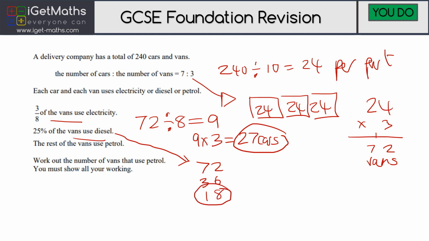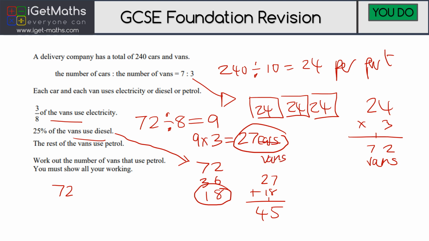So now we're going to add 27 plus the 18. 8 plus 7 is 15. Carry the 1, you get 2 plus 1 is 45. So now we need to do 72 vans. I put cars there, that should be vans.